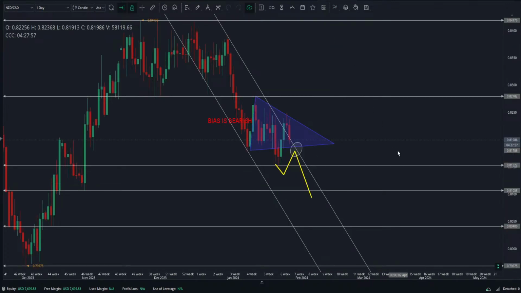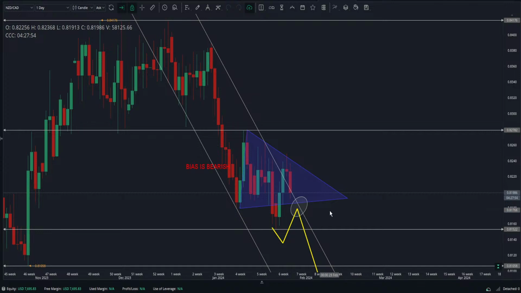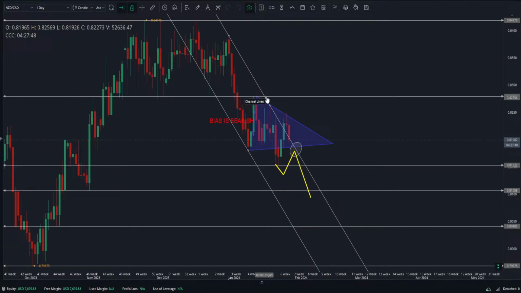New Zealand CAD, like I have told you, the bias is bearish, but the price has entered the triangle. Till the time it is in the triangle, I am not making any decision. If it comes out again and trades below 8152, I will be a seller in this market again. But right now it is making no sense to me as the price is going nowhere.